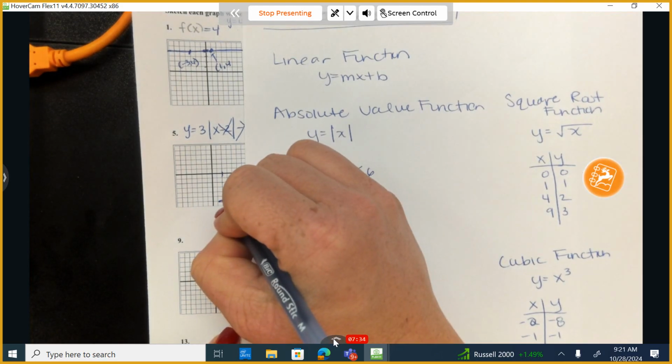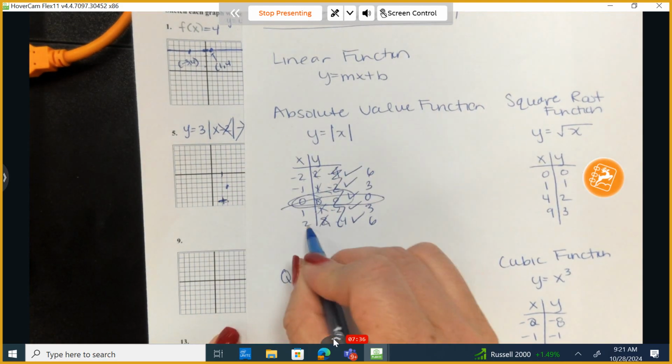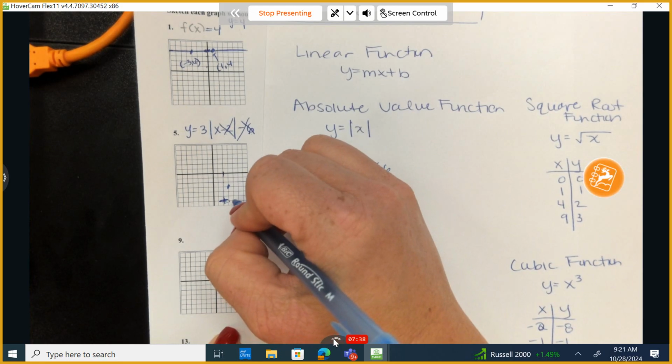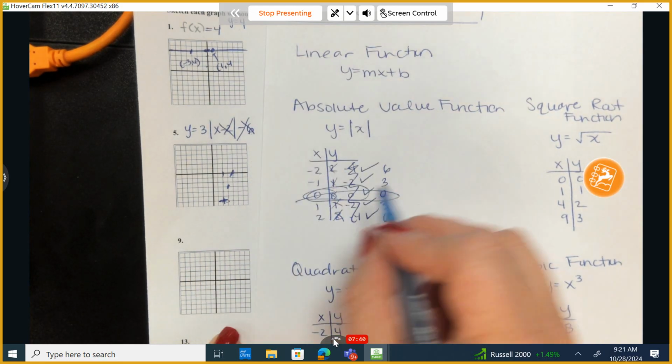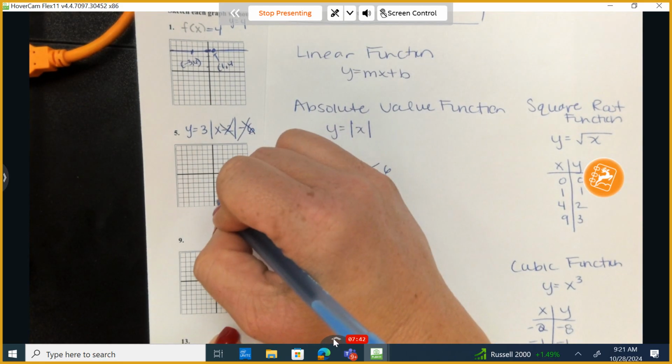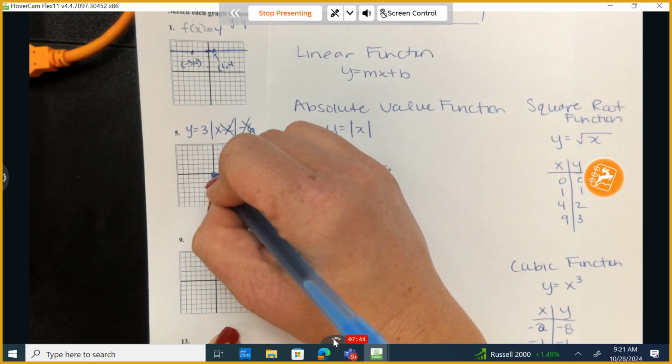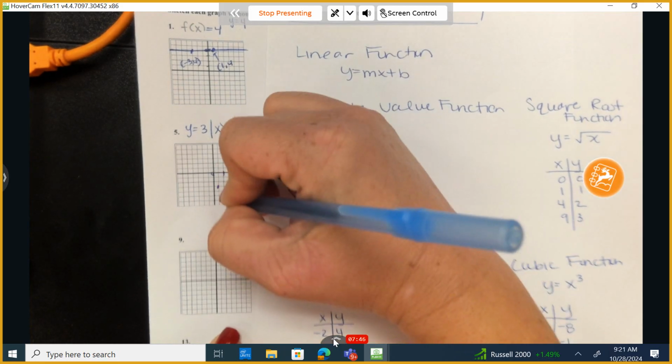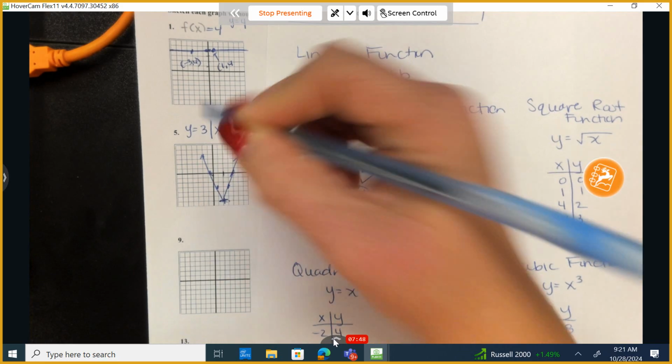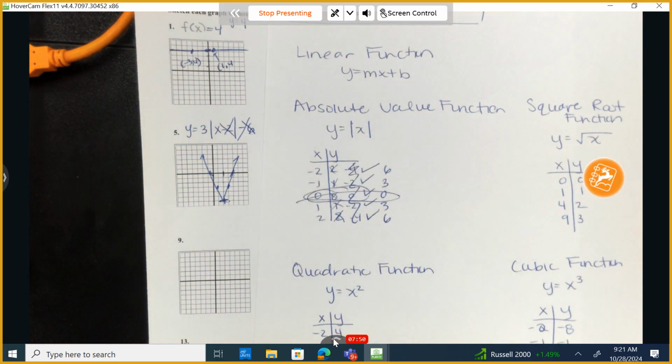1 to the right and up 3. 1, 2, 3. 2 to the right and up 6. 2 to the right and up 6. 1 to the left, up 3, and 2 to the left and up 6. Connecting those, I do need to see your dots. So if you simply make a V shape and I can't see the distinct dots, you will receive no credit tomorrow.